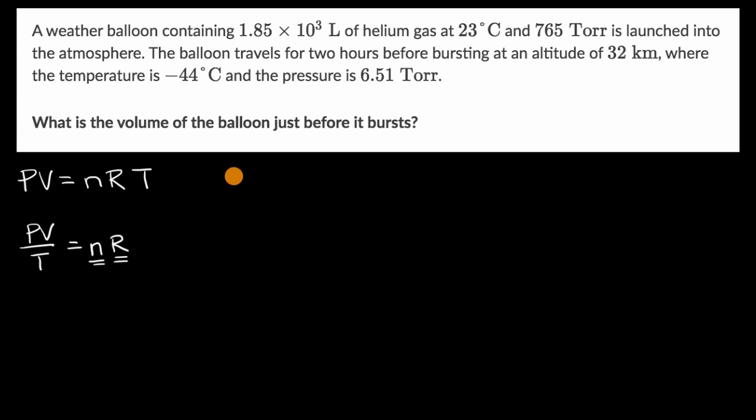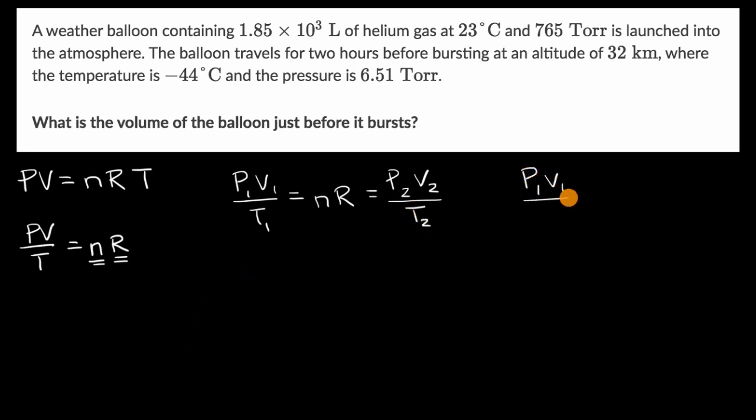Or another way to think about it, you could say your starting pressure times your starting volume over your starting temperature is going to be equal to the number of moles times the ideal gas constant, which also needs to be equal to your pressure right before it bursts times the volume right before it bursts divided by the temperature right before it bursts. Or you could just say that P1 times V1 over T1 is equal to P2 times V2 over T2. And so what are these different variables?